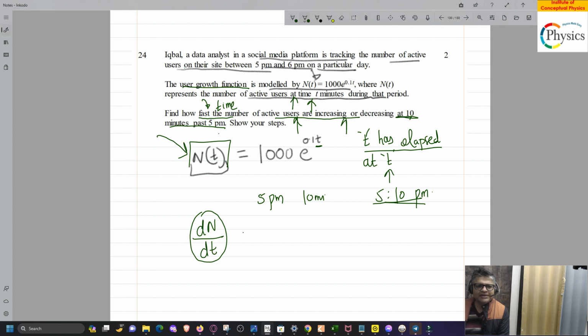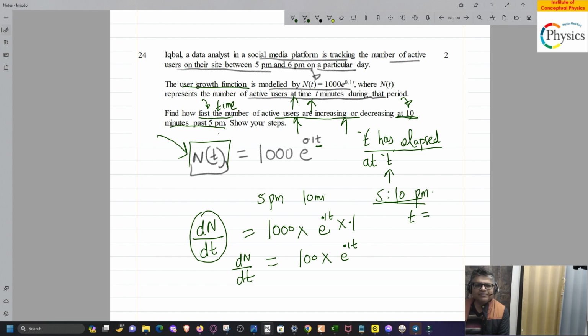Let us see how to solve this. So dN by dt, if I take the derivative of this, is 1000 multiplied by e raised to power 0.1t multiplied by 0.1, which is equal to 100 into e raised to power 0.1t, and this is dN by dt. Okay, and so this is a rate, but you have to find it at t equal to how much?